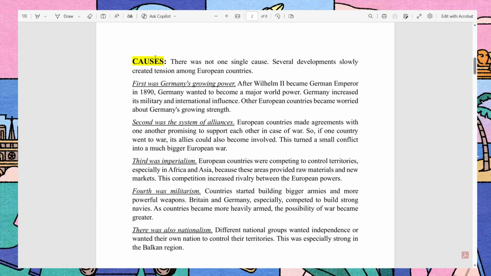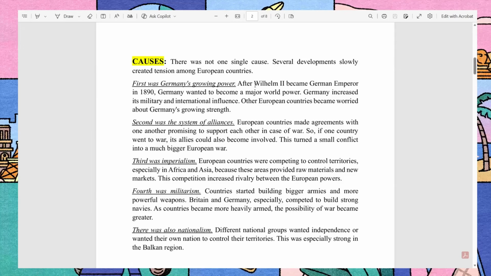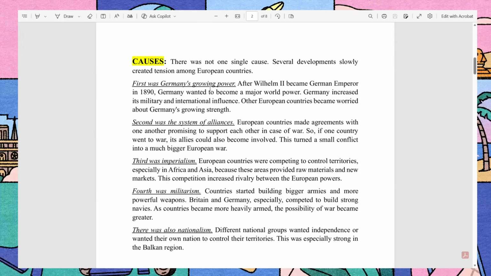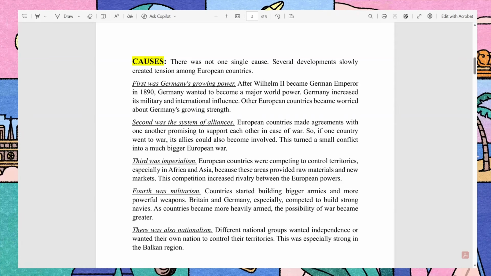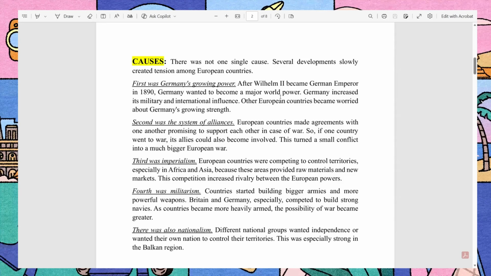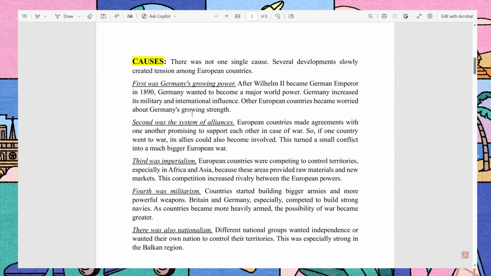Let us now talk about the causes of World War One. There was not one single cause. Several developments slowly created tension among European countries. First was Germany's growing power. After Wilhelm II became German emperor in 1890, Germany wanted to become a major world power. Germany increased its military and international influence. Other European countries became worried about Germany's growing strength.